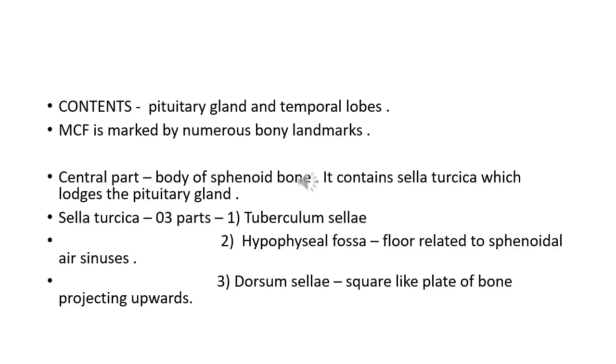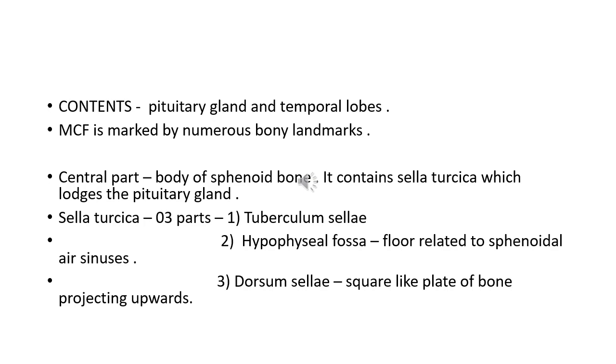So what are the contents of the middle cranial fossa? It lodges two important structures. One is pituitary gland and other is temporal lobes of the cerebrum. The middle cranial fossa is marked by numerous bony landmarks. In its center part, one important landmark is body of the sphenoid bone, which contains sella turcica that lodges the pituitary gland. So sella turcica is again divided into three parts.